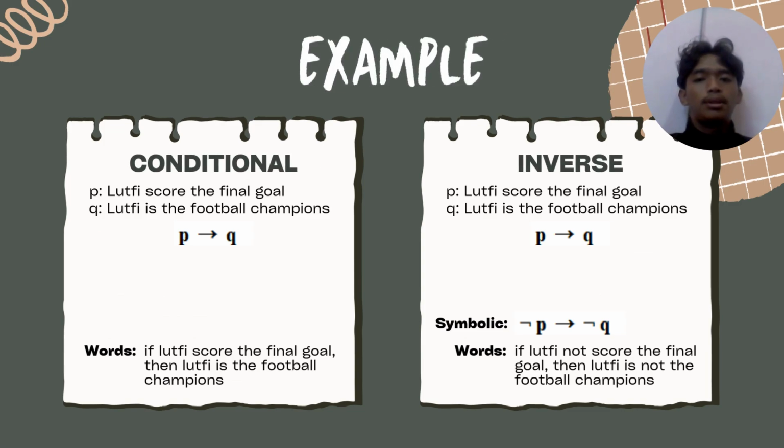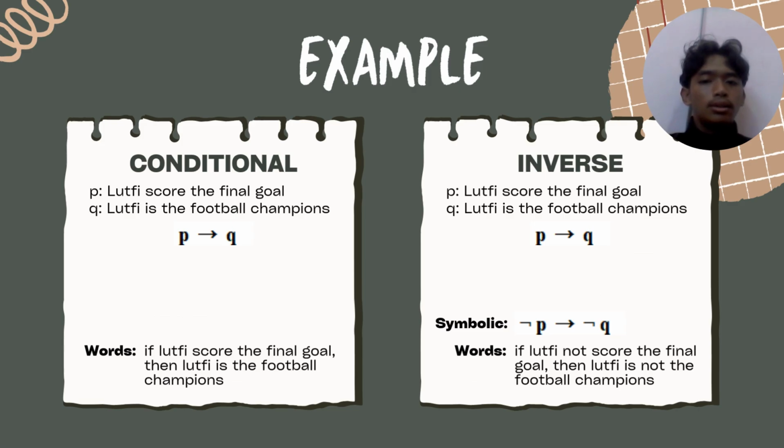This is an example question for conditional, inverse, contrapositive, and converse. The first one is conditional. The statement is P, where P is Luffy scores the final goal, and Q is Luffy is the football champion. By using implication, we get P implication Q, and the words are: if Luffy scores the final goal, then Luffy is the football champion. Next is how to get inverse.